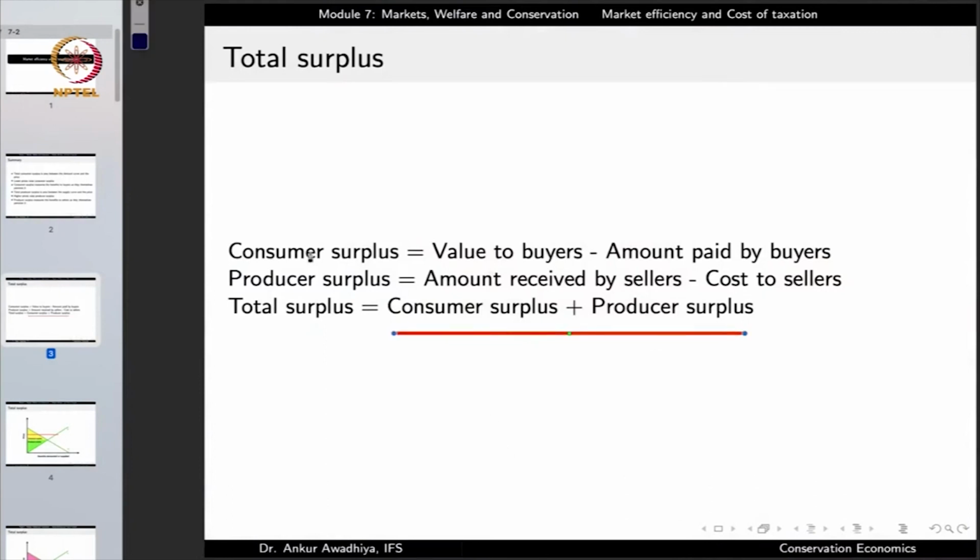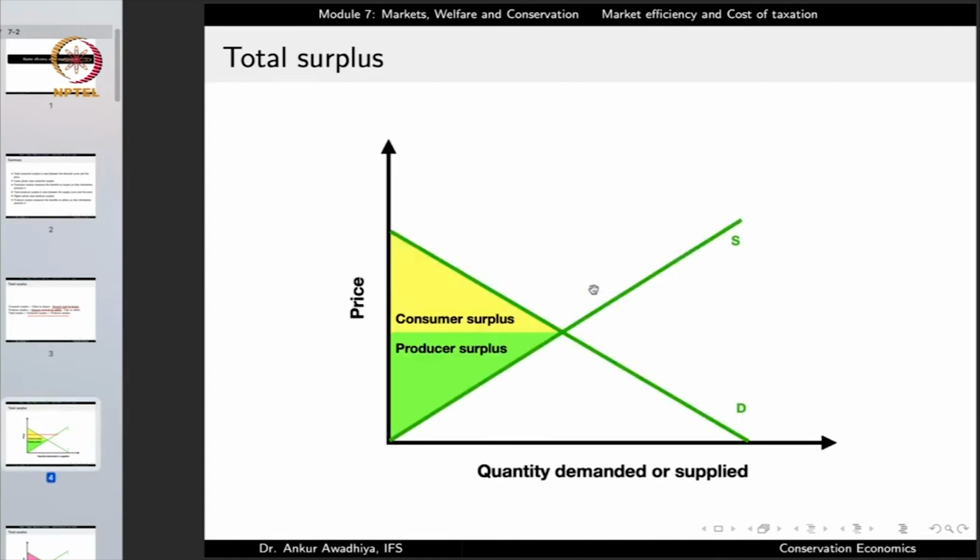And as we have observed, consumer surplus is the value to the buyers minus the amount paid by the buyers. Now, the amount paid by the buyers is the price of the product. So, consumer surplus is the value to the buyers minus the price. The producer surplus is the amount received by the sellers, which is again the price minus the cost to the sellers. If you look at this graph, then we have the consumer surplus in yellow, the producer surplus in green. If we add both of these together, we will get the total surplus.